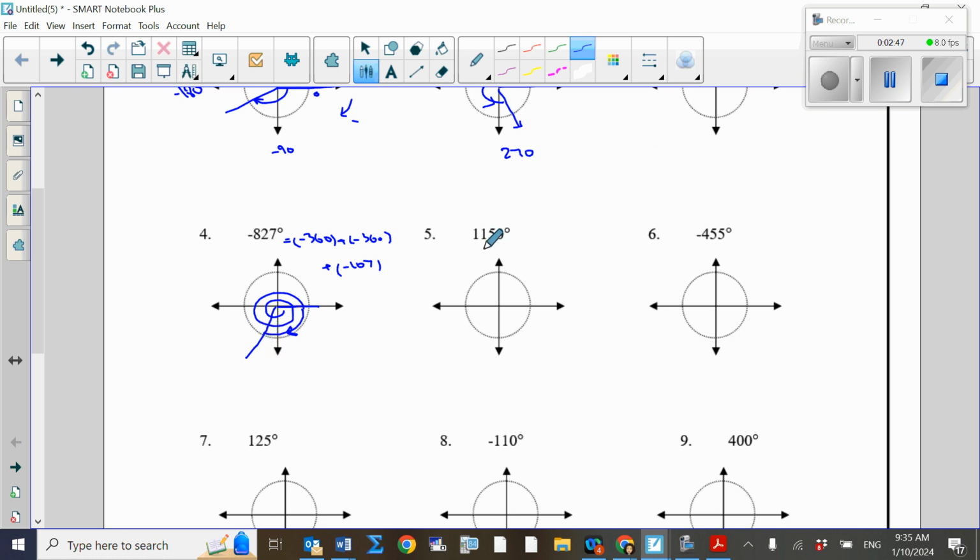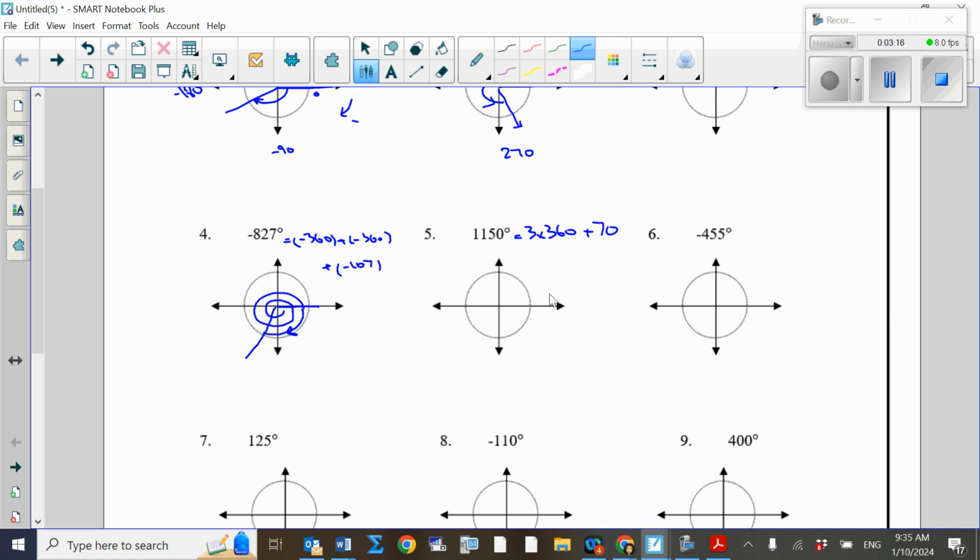And next one, 1150 degrees. Again, we need to see how many 360s we have here, because this is more than 360. And if you use your calculator, you will see that this is basically 3 times 360 plus, oh, sorry, I'm going to write that again. 3 times 360 plus 70 degrees.